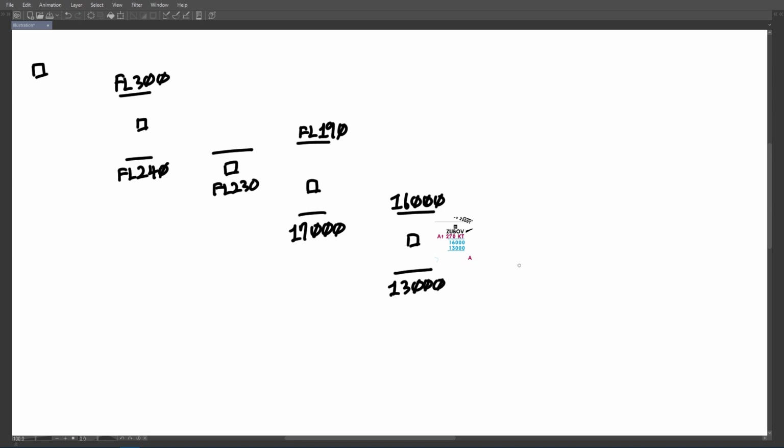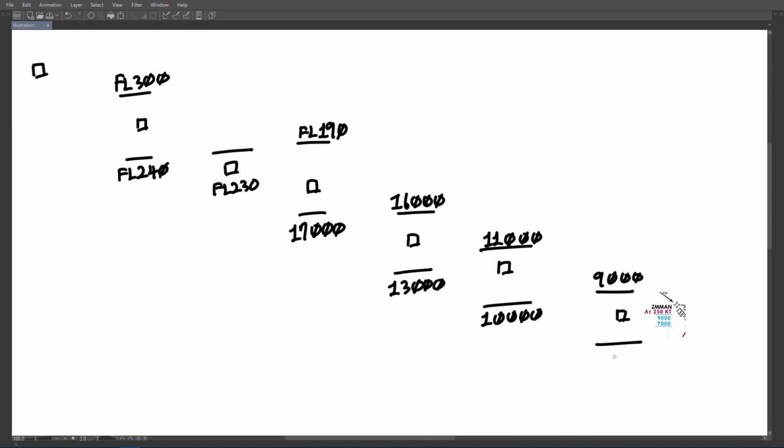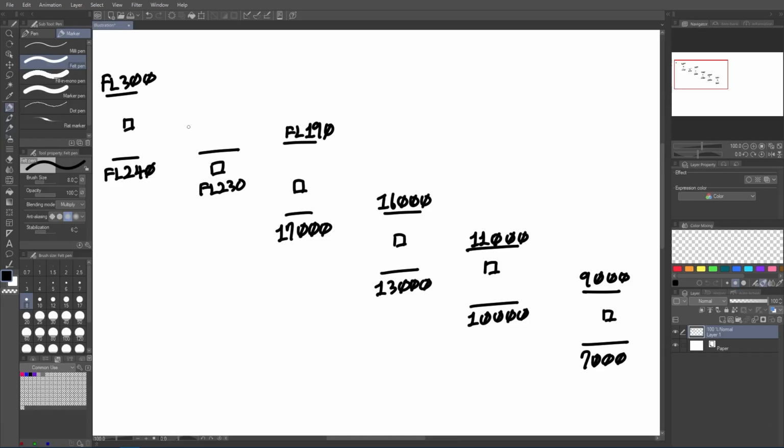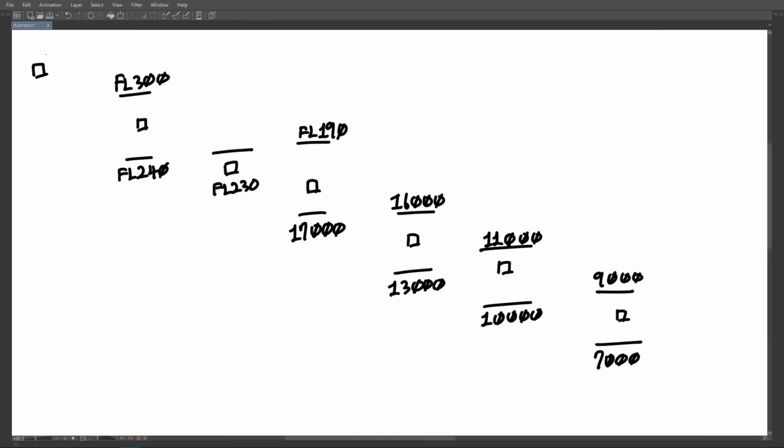Then we have Victory, 11,000 to 10,000. Then to Z-Man at above 9,000 to 7,000. So our job is simply to cross this fix like so. Our job is just to descend by the profile without busting any restrictions.